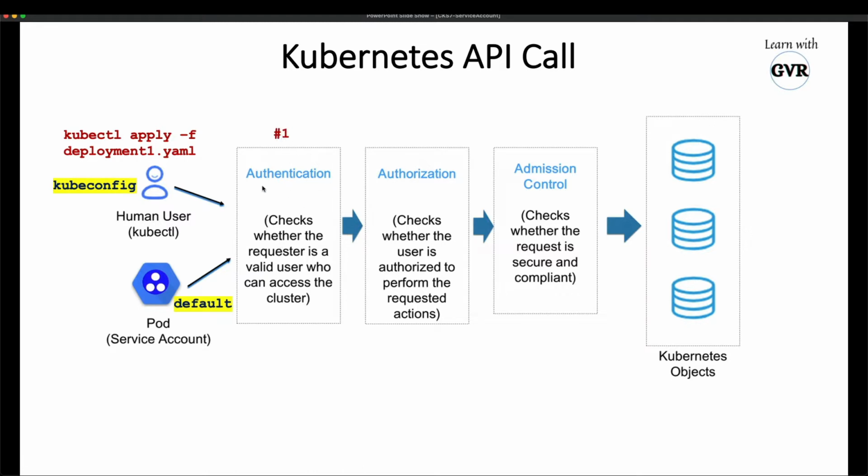happen, meaning authentication against the API server of this user, whether this user is legitimate or not. Second, authorization: whether this user has rights to deploy or not. Third is admission control, and fourth is etcd. So these four steps happen by using this service account by calling this API. Let's see how it works here.